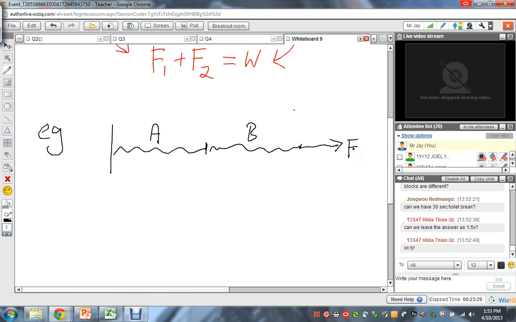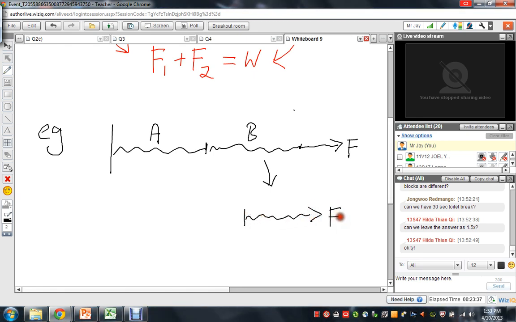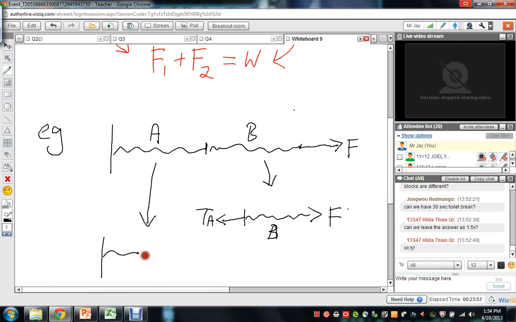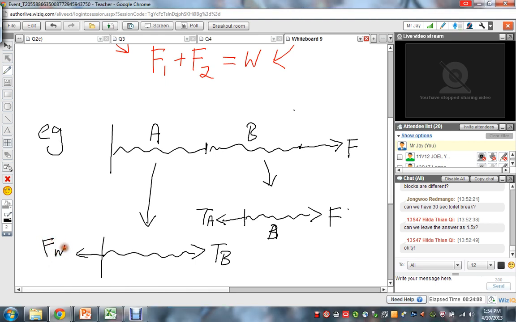If I look at the forces that act on spring B, it is F. But on the other side, spring A will pull on spring B with a tension. So this is spring B. We call this tension TA. Now, for spring A, there'll be a tension force from spring B, as well as a force that the wall exerts. I'll call this force Fw.